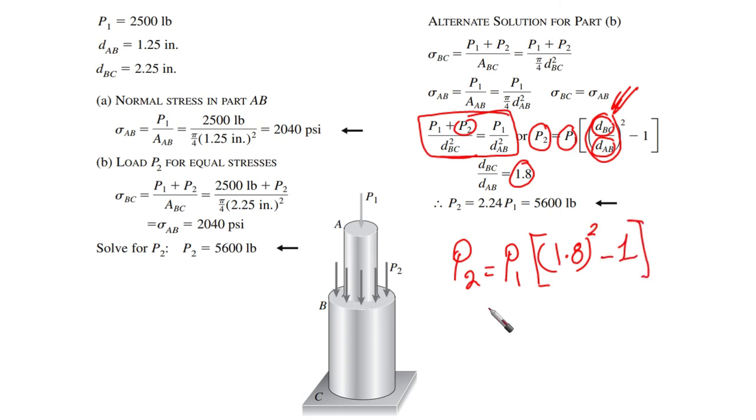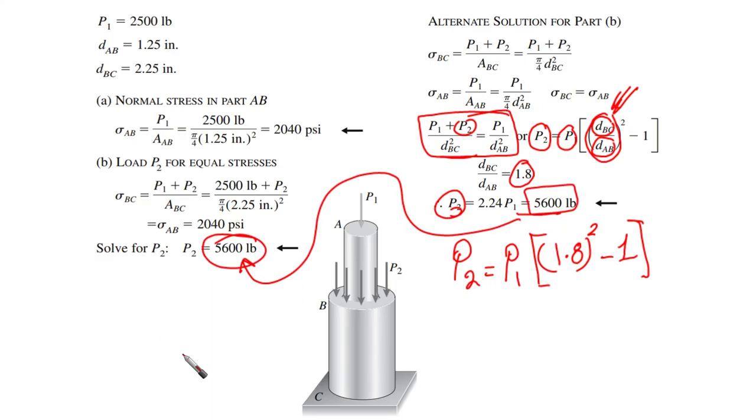And then we can obtain P2, and it is going to be the same as we obtained from the first solution for part B. So they are going to be the same. This is for this example. I hope that it clarifies some points related to the stresses in each part, especially whenever we are having different areas. Thank you.